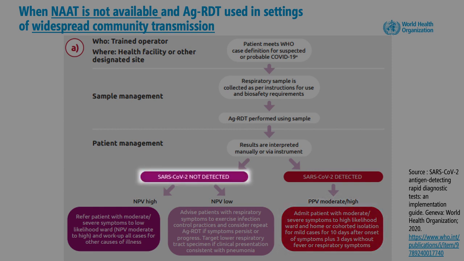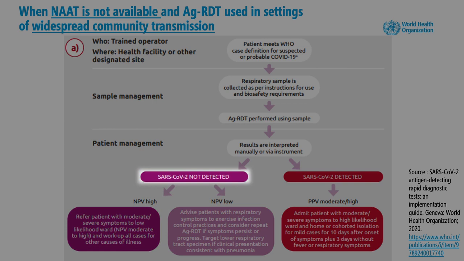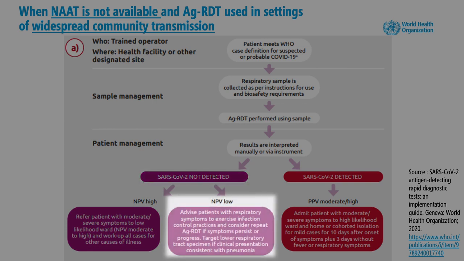In the case where SARS-CoV-2 is not detected, but the concern of possible infection remains and the negative predictive value of the test is high, patients should be referred to a ward designated for suspected cases, while other causes of symptoms are explored. If SARS-CoV-2 is not detected and the concern of possible infection is low and the negative predictive value of the test is low, advise patients to exercise infection control practices and consider repeat testing if symptoms progress or persist.